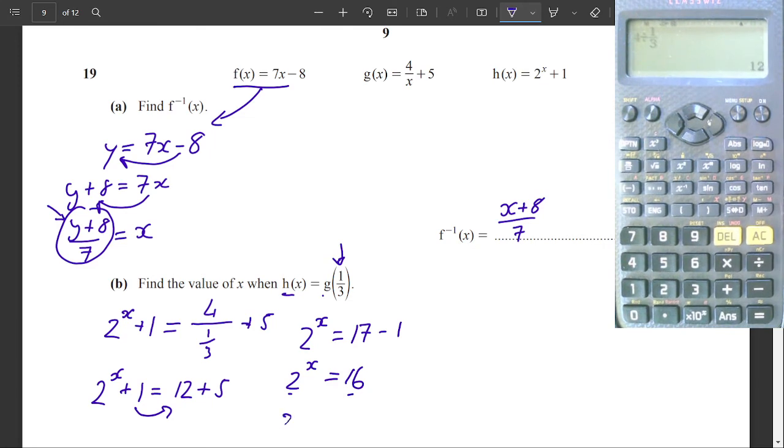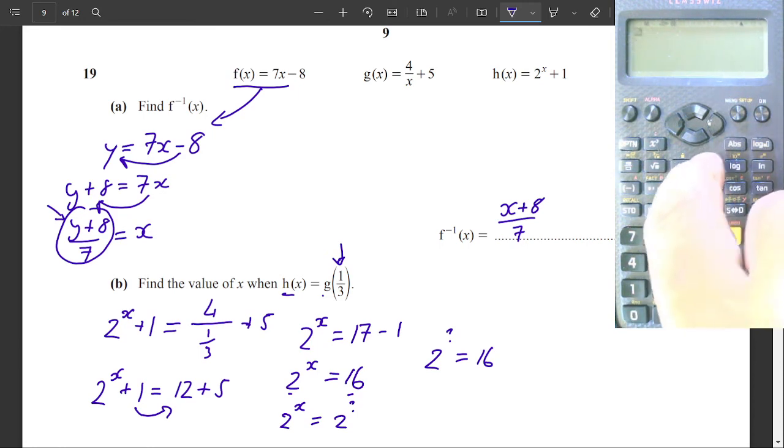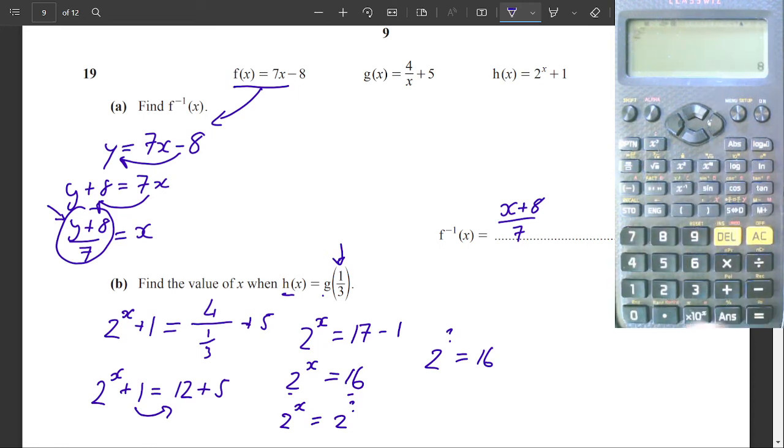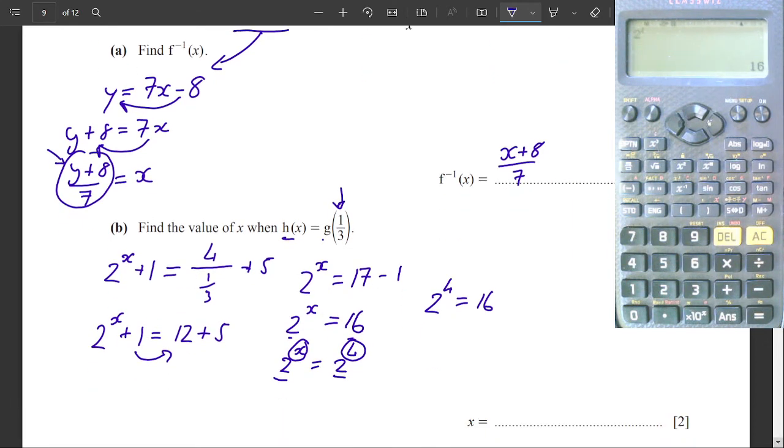Okay, so we got 2 to the power of x equals 2 to the power of what? 2 to the power of what equals 16? Okay, if you forgot, just check it out. 2 to the power of 3 equals 8, so 2 to the power of 4 is 16. Bam. Now the two base numbers are the same. That means that x must be equal to 4. We got the answer.